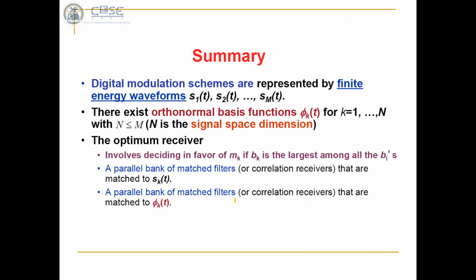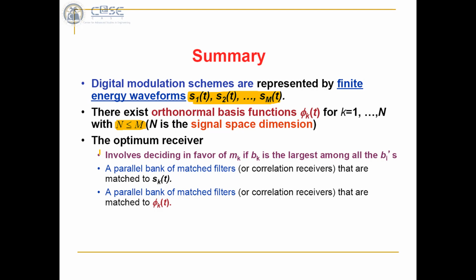So in summary, we have digital modulation schemes that are represented by a finite number of waveforms, ranging from S1 of t till capital SM of t. And we can also represent these signals in terms of a finite number of basis functions, where the number of basis functions is always less than or equal to capital M. Of course, when they are less than capital M, then we can reduce the complexity of the receiver design. But when they are equal to capital M, we are unfortunate in that scenario, and we won't be able to reduce the number of branches required at the receiver end for the matched filters, right?